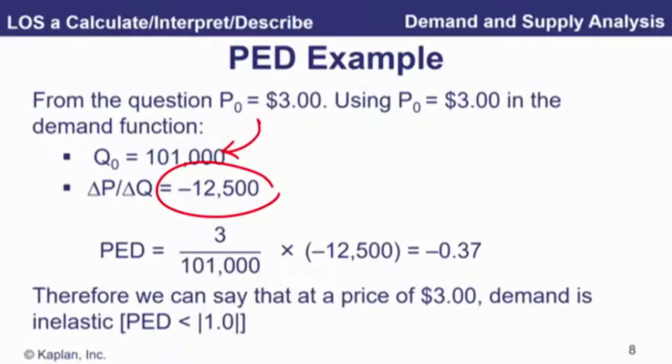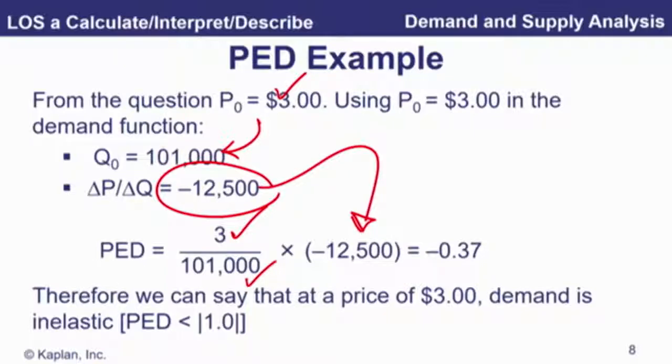So how do I calculate my price elasticity? Well, current price given in the question. There it is, $3. Current quantity, we put $3 into the demand function and it spat out 101. Multiplied by that slope coefficient of minus 12.5. That gives us minus 0.37. There endeth the calculation, but make sure you can go on and do the interpretation.